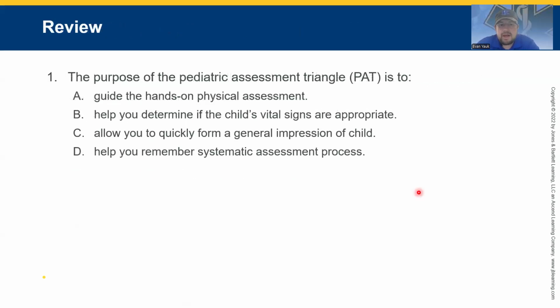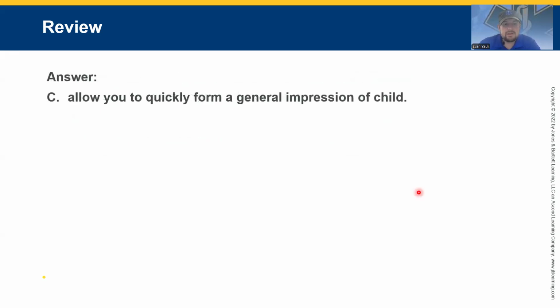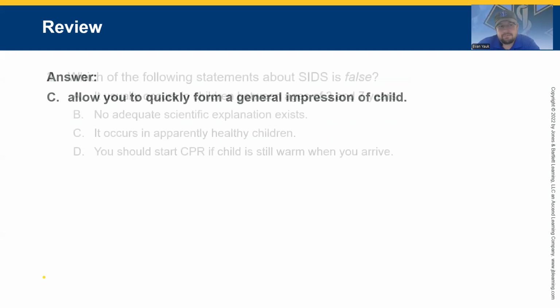So the purpose of a pediatric assessment triangle, or a PAT, is to guide the hands-on physical assessment, help you determine if a child's vital signs are appropriate, allow you to quickly form a general impression of that child, and help you remember systematic assessment processes. So remember this, the pediatric triangle is what we do as we walk in the room. We look at that child. Are they looking at us? We are forming a general impression before we even get to the child. So the answer is C. It allows you to quickly form that general impression.